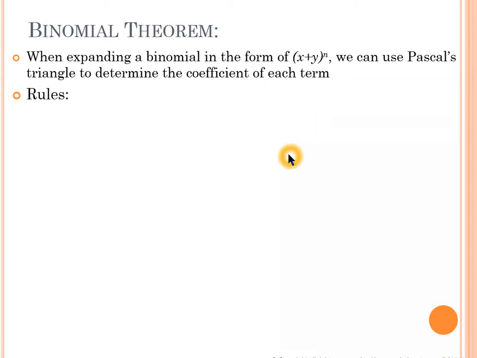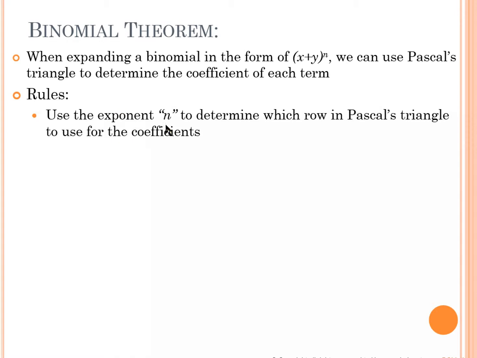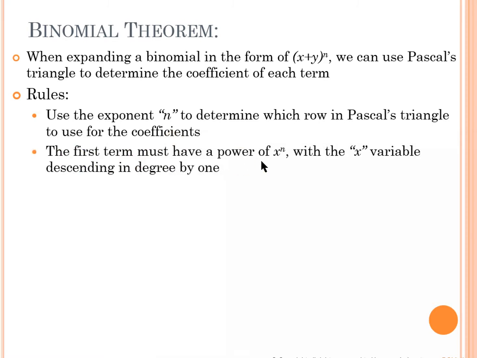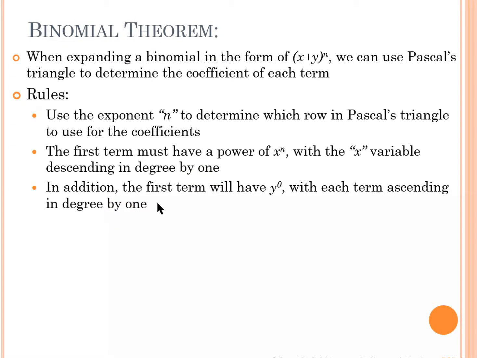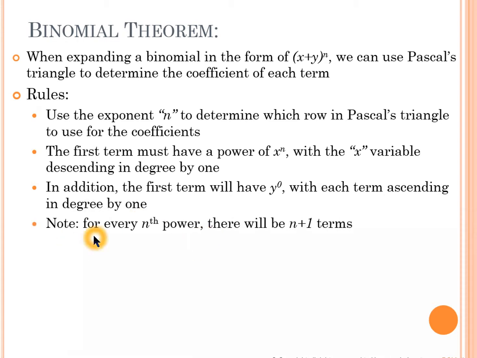Okay, so here are some basic rules. Use the exponent n to determine which row in Pascal's triangle to use for the coefficients. The first term must have a power of x to the power n, with the x variable descending in degree by 1. In addition, the first term will have y to the power 0, and anything to the power 0 will just be 1, with each term going up in degree by 1. And a simple little side note here, for every nth power, there will be n plus 1 terms. Okay, so there's definitely a lot of rules there.